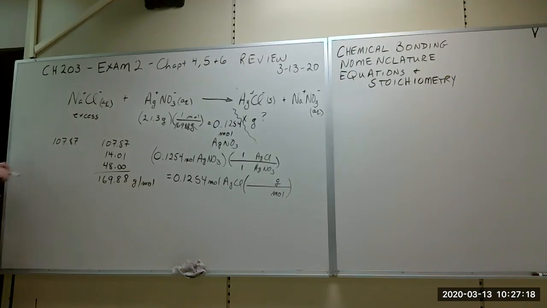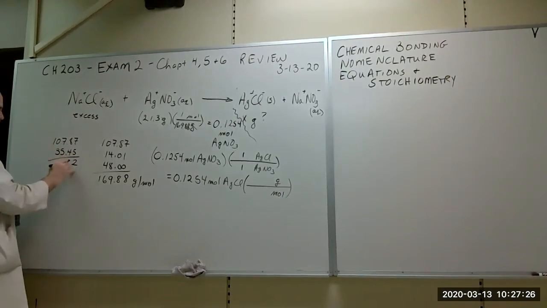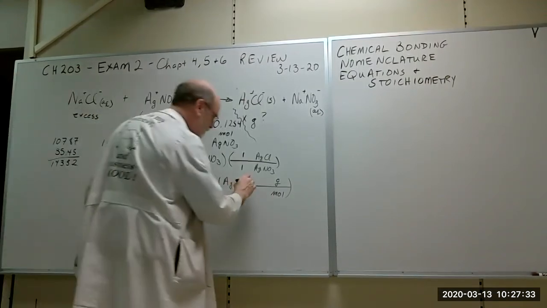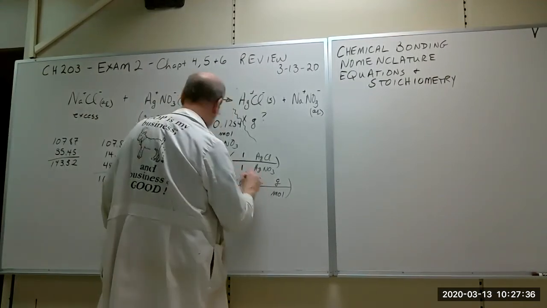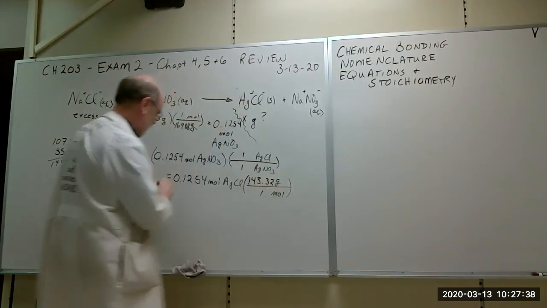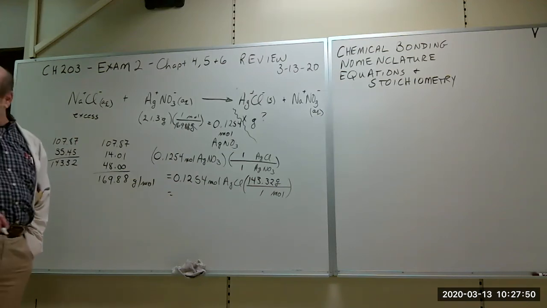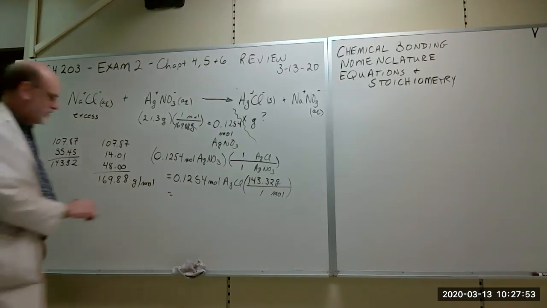Can't see that far? Okay. It's 35.45. That's 143.32 grams per mole. There we go. So you just multiply that times our 0.1254. 143.32, and I get 17.9698.